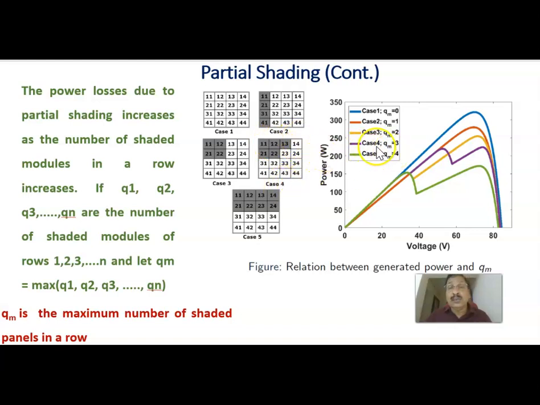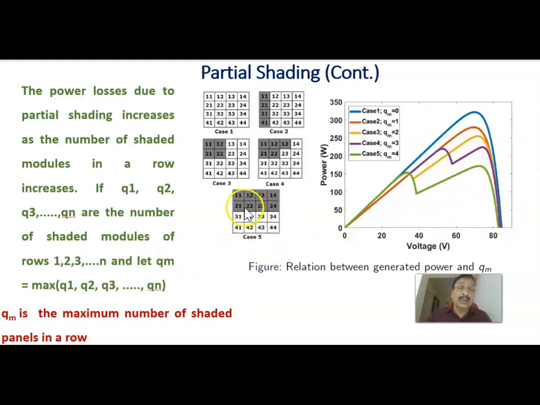In that, when QM equal to 3 here, it is the violet one. Again, this is the corresponding PV plot. Again, the maximum power is getting reduced, and the number of peaks is again 2. Two peaks are coming in the PV plot.